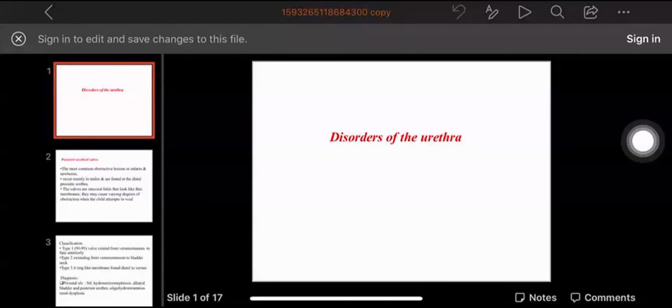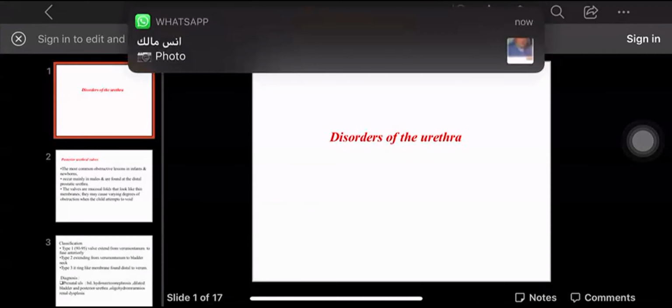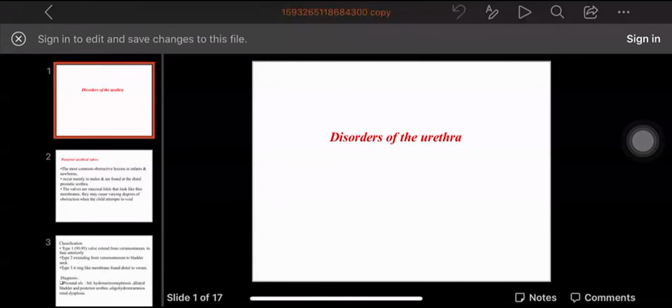Guys, today we'll discuss the disorders of the urethra. As you know, the urethra is the tubular structure that extends from the bladder neck to the meatus, and it is in female about 4 centimeters, and in male it is about 16 centimeters.